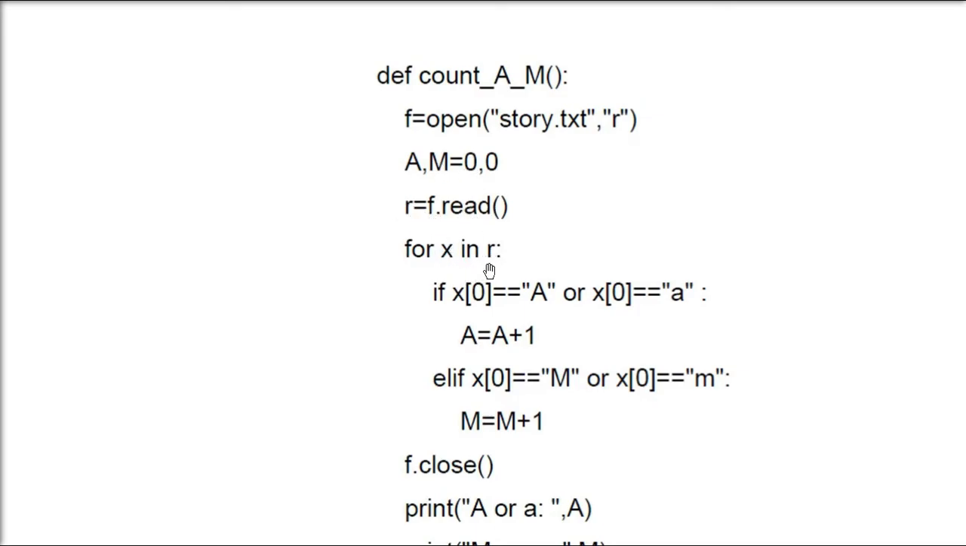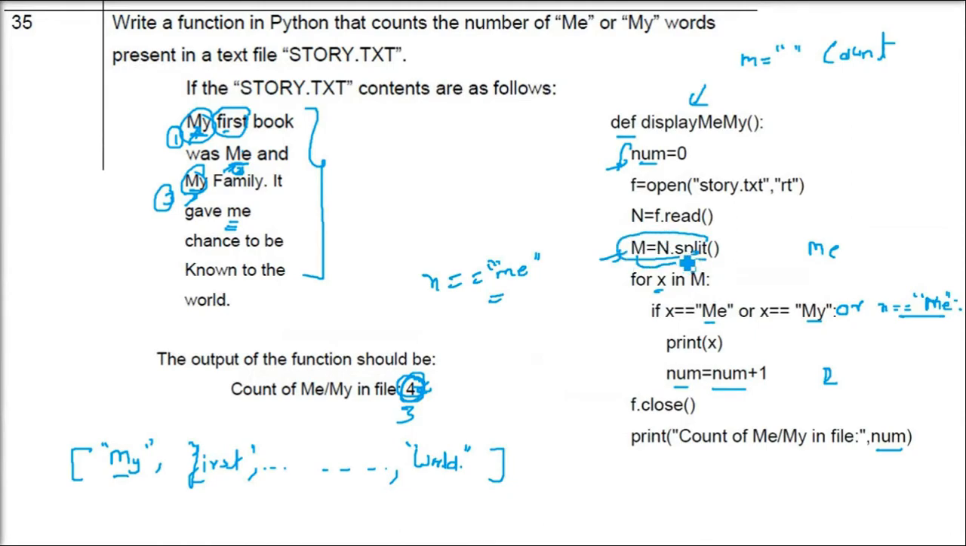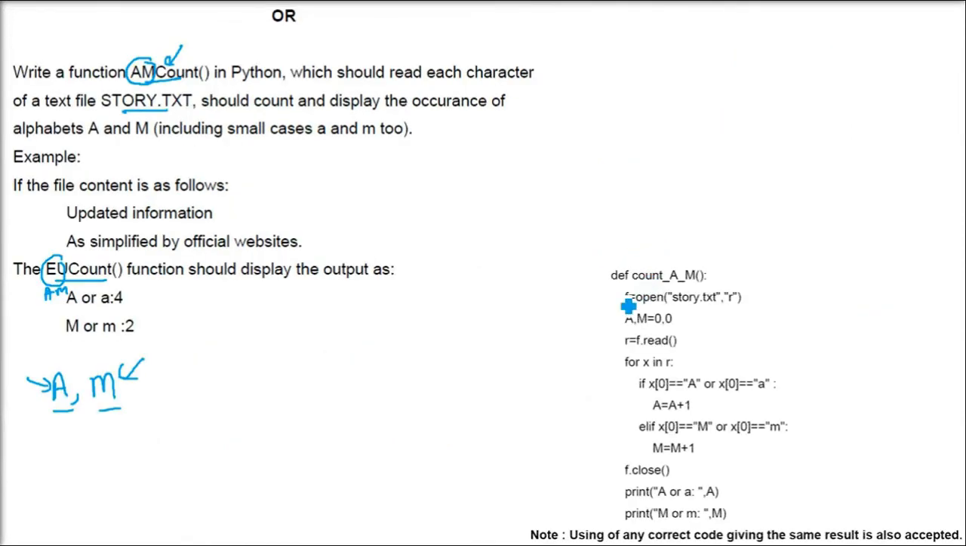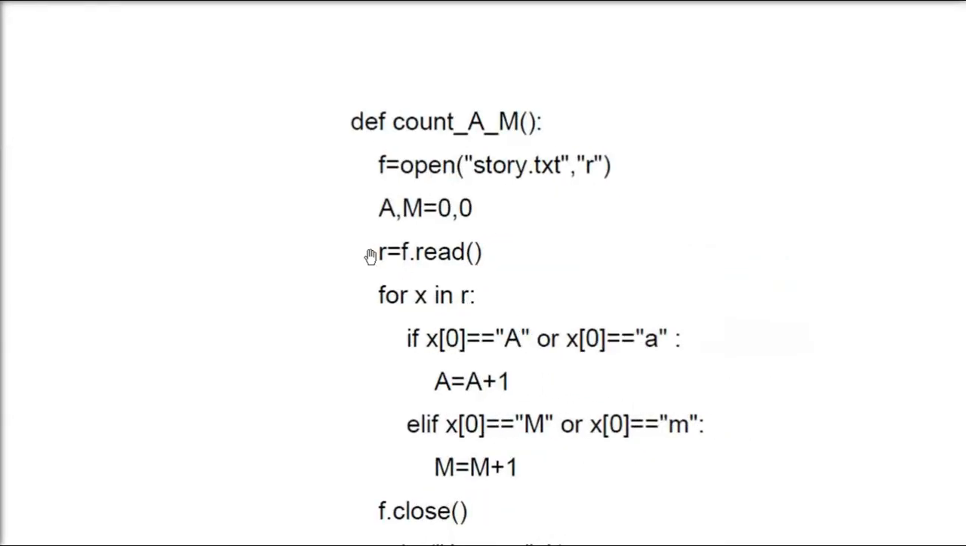Reading is very important. Now all the content has been read. So F dot read, we are not doing split. Again, let me go back. We are not splitting it. Split was done to make a list of all the different words. But here we have this R. So we will sequentially go through each and every character of this R.